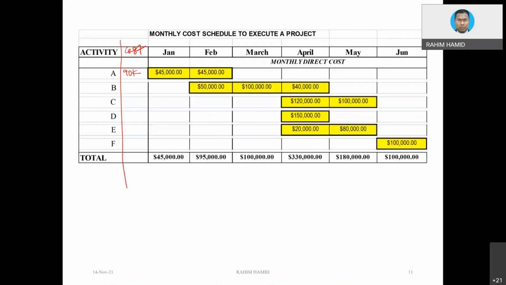For academic purposes, normally we are going to prorate. If the information is not telling you anything, how are you going to distribute the cost? You assume that the cost will be distributed equally. So this is an example of how the cost is being distributed equally per month. In the next example, B is 190K. You notice that the cost is not distributed equally.